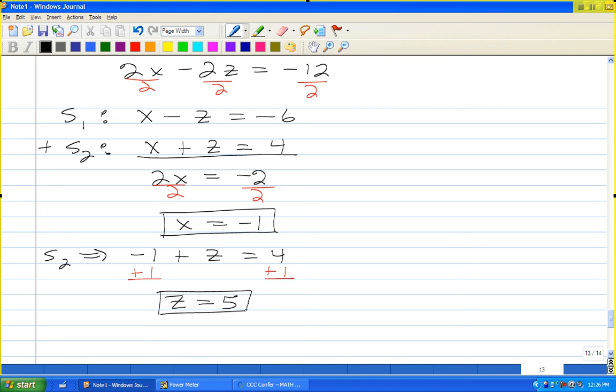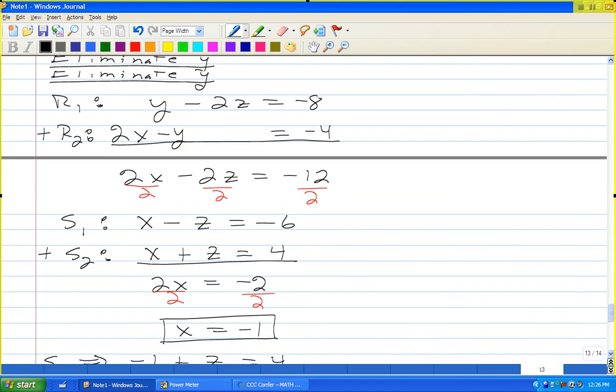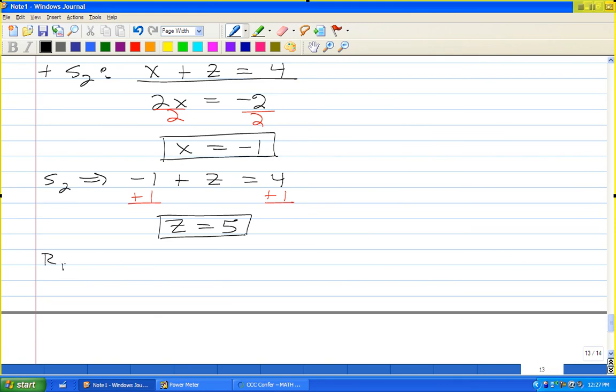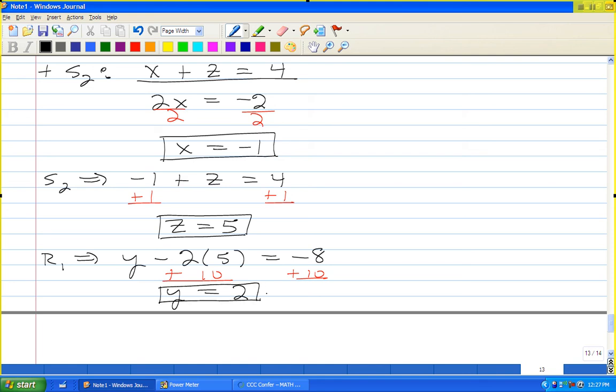I have x and z. Let's determine y. So let's use the first equation, R1, to determine y. So I have y minus 2z equal negative 8. And so add 10 to both sides of your equation. And so I just have that y is equal to 2. So x is negative 1, y is 2, and z is 5.